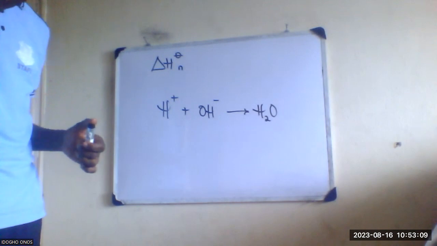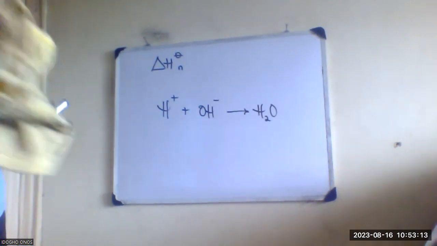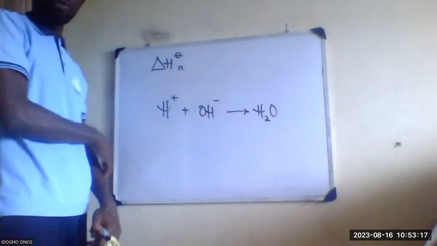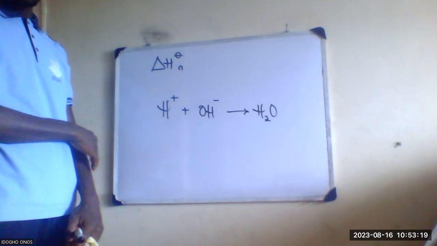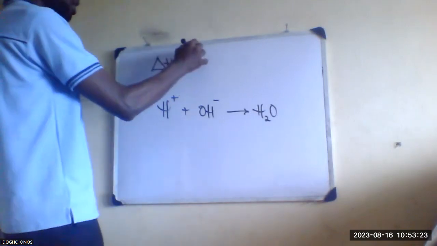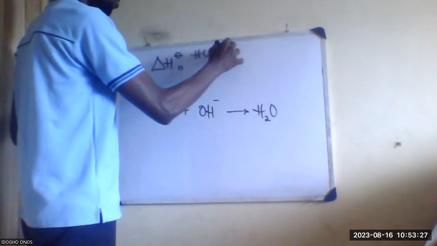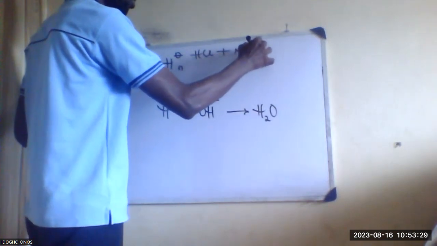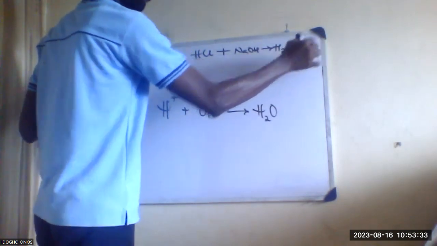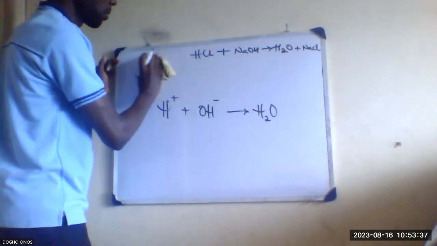Is that taken? Yes. So that is for neutralization. Because, as you always know, neutralization is a reaction between an acid and a base to form salt and water. So the water is formed. If I have, for example, HCl plus NaOH to give me H2O and NaCl, right? Did that take it?